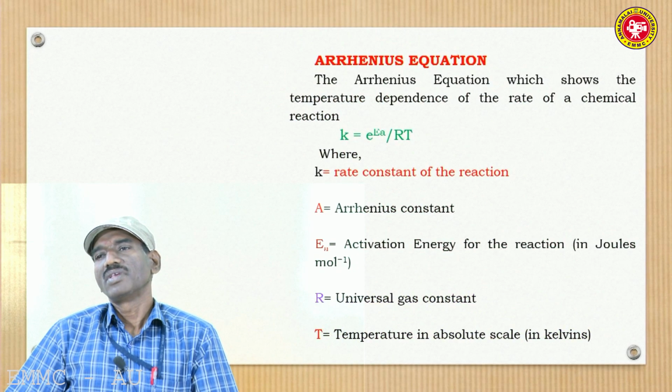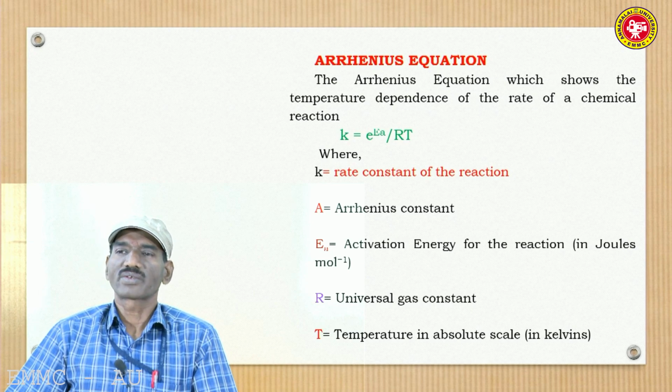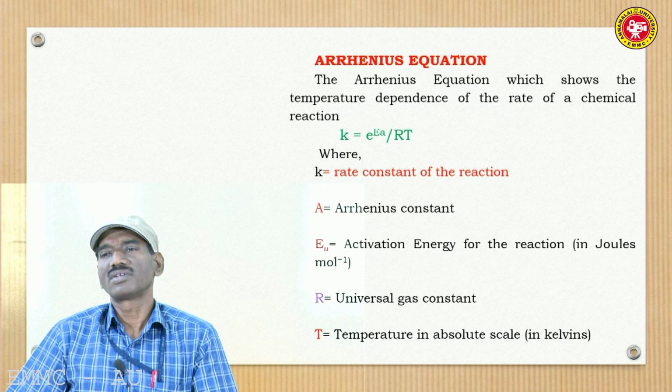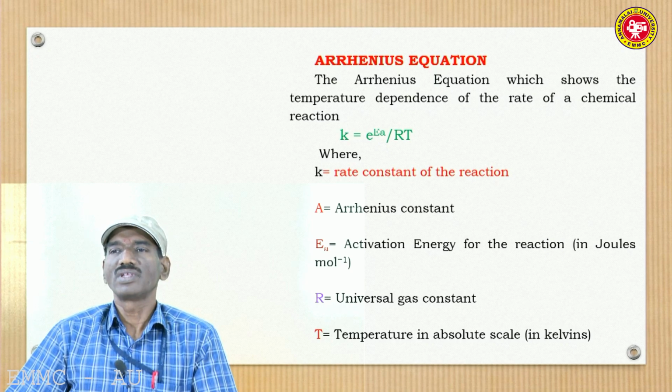Arrhenius equation. The Arrhenius equation, which shows the temperature dependence of the rate of a chemical reaction, says K = A exponential of minus Ea by RT. K is the rate constant of the reaction, A is the Arrhenius constant, Ea is the activation energy for the reaction in joules per mole, R is the universal gas constant, and T is the temperature on the absolute scale, especially in kelvins. This is a well known equation in chemical kinetics because it is based on the activation energy with the temperature.